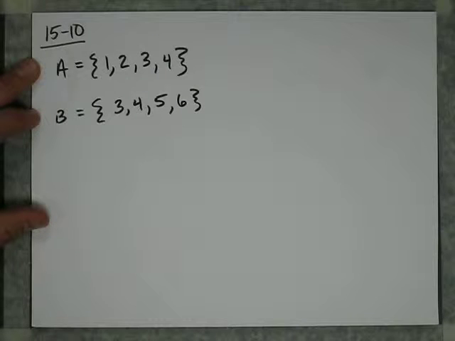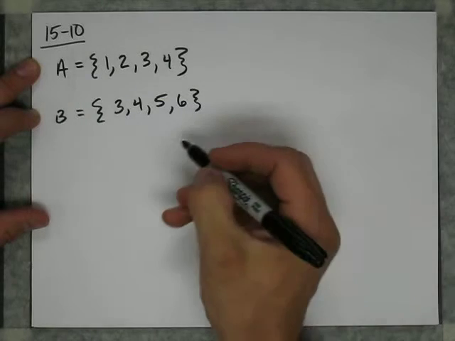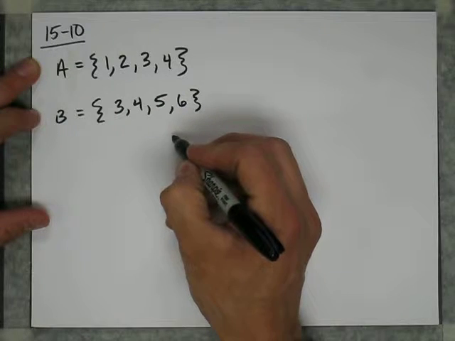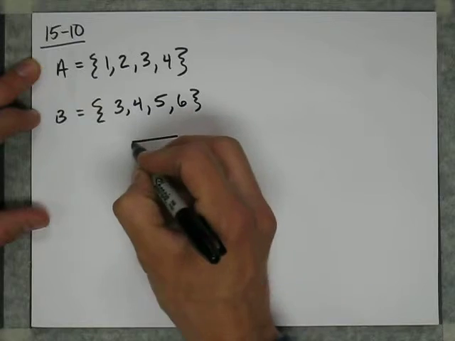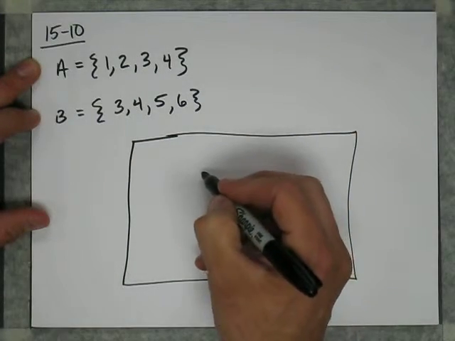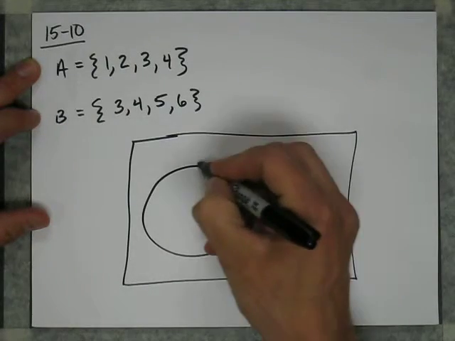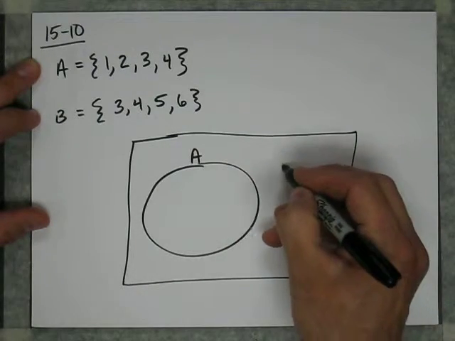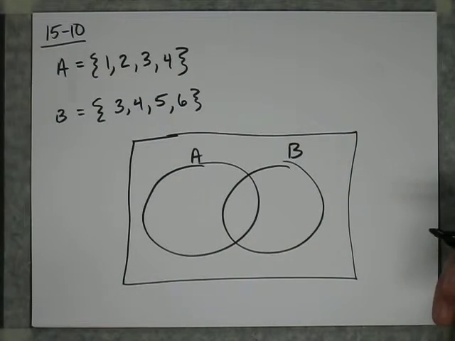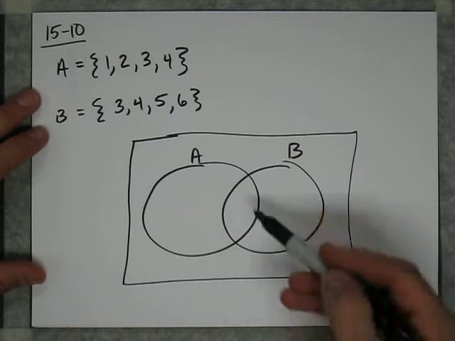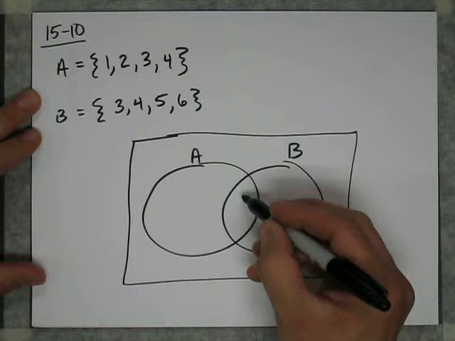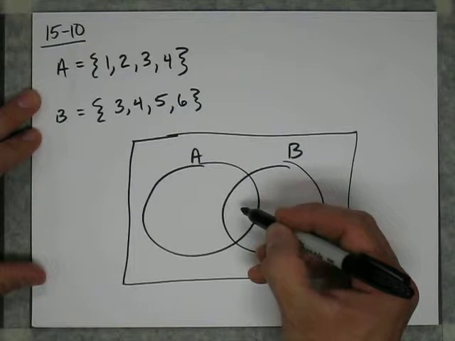Now, with the sets of numbers, we can draw a Venn diagram. The Venn diagram looks something like this: a box, and then we will have A here, and we will have B here. The circle here represents all the numbers in A, and then B represents all the numbers in B, and here is the intersection, wherever there's crossover.